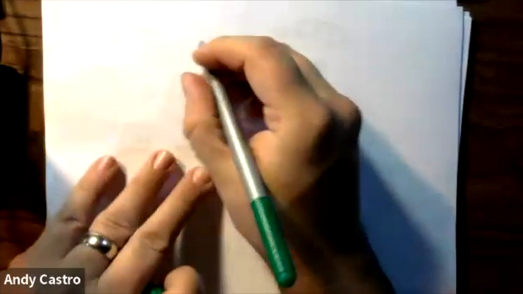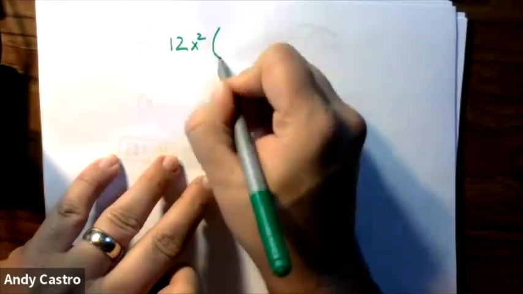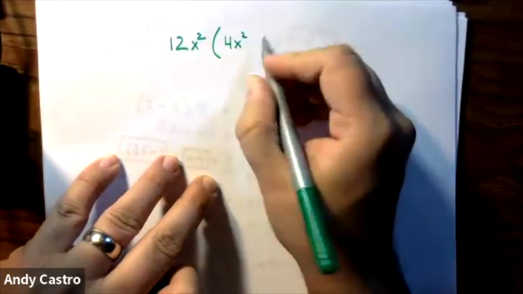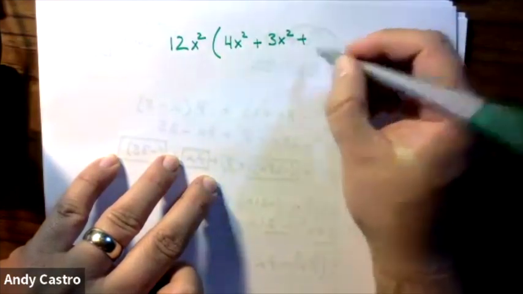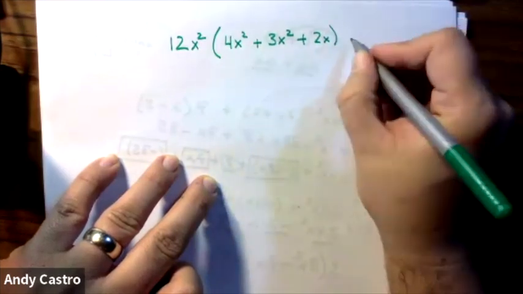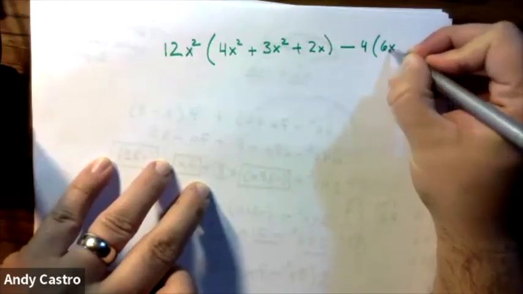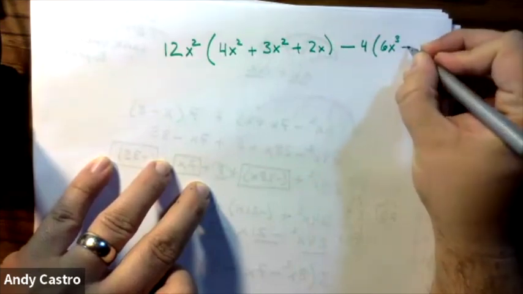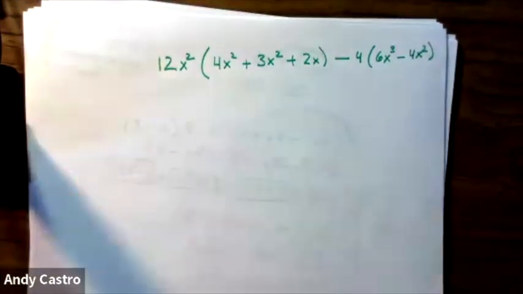All right, now let's look at another one. Let's do 12x squared times the quantity 4x squared plus 3x squared plus 2x, then minus 4 times the quantity 6x cubed minus 4x squared. We are going to multiply all that out, combine like terms, and then factor it.